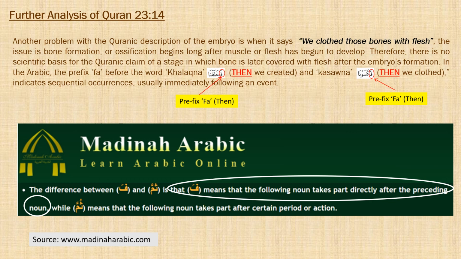In the Arabic, the prefix fa before the word khalaqna, then we created, and kasawna, then we clothed, indicates sequential occurrences immediately following an event. Arabic grammar books or associated sources such as this one called Medina Arabic, the link is below, explain that fa, when attached to a verb, means that the following noun takes part directly after the preceding noun.